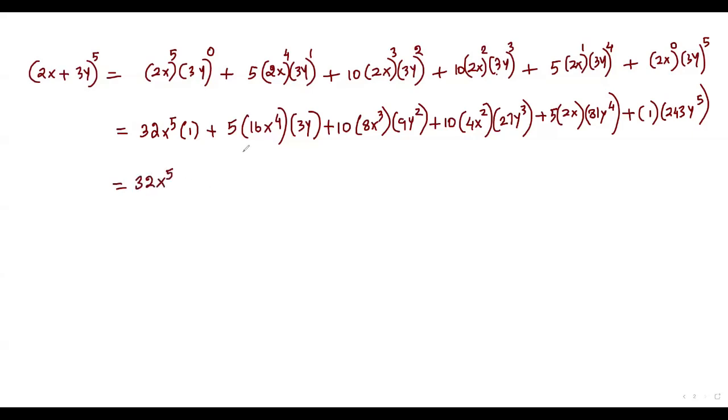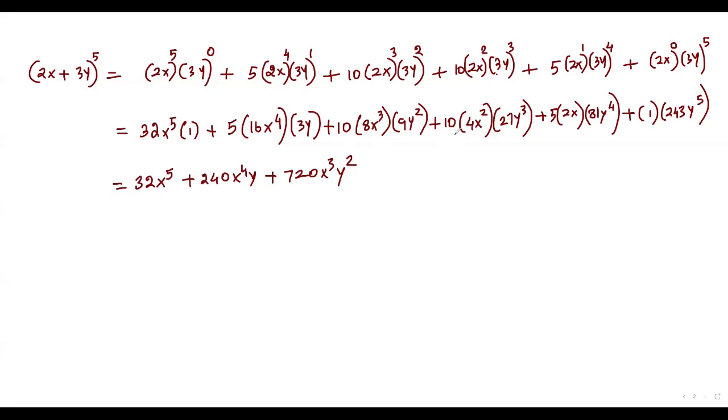Now I have to multiply 5, 16 and 3. Let me use the calculator. 5 times 16 is 80. 80 times 3 is 240. So positive 240x to the fourth power y. Now I have to multiply 10, 8 and 9. When I multiply 8 and 9, I'm getting 72. 72 times 10 is 720x to the third power y squared.